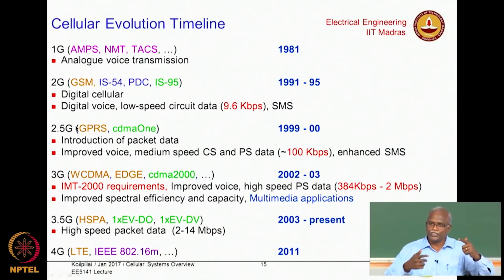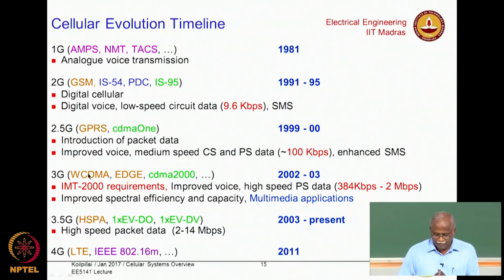Circuit switch voice was replaced with packet switch voice in the 2.5G era. Many of you are familiar with GPRS, General Packet Radio Service. That was the first time packet switch data was introduced. The data rates, we were looking at 9.6 kilobits per second for circuit switched, increased a little bit to 14.4, but packet switch could support higher data rates.